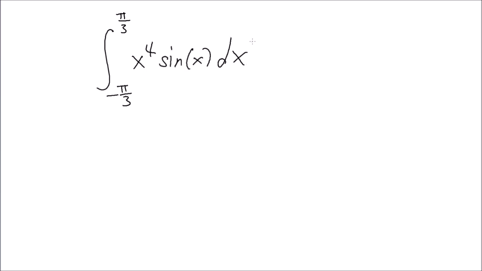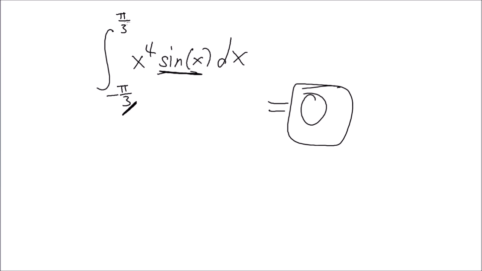x to the 4 sine of x dx. What is this? This is equal to 0 because this is an odd function. And it is very sus to see that it's negative and positive here with the same value, just opposite signs. This is equal to 0 by symmetry. Reminding you again of that trick because it is so important, you cannot forget it.